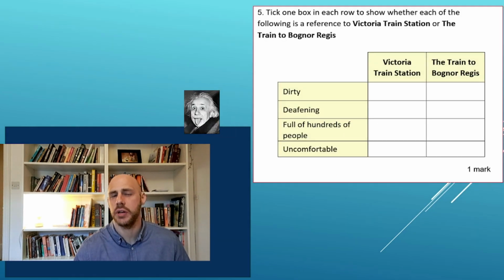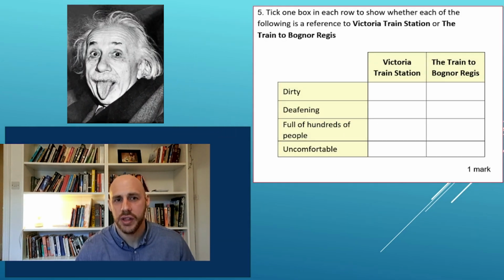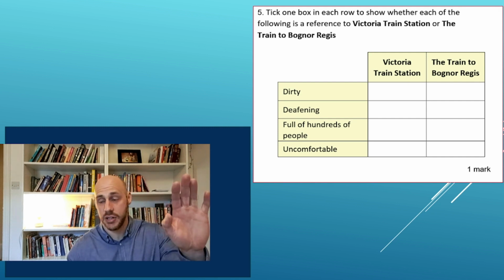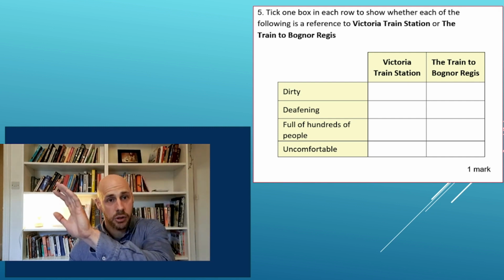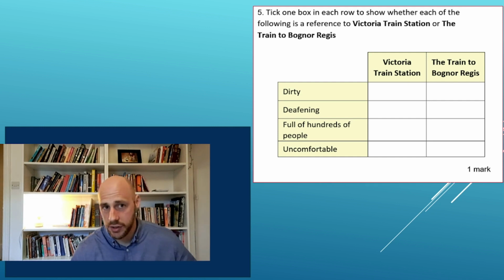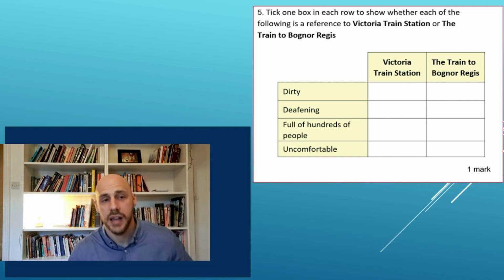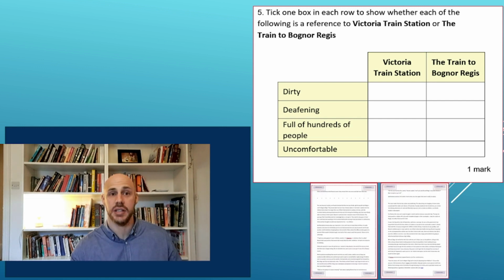Now, tick box questions come in more challenging guises as well, with the example shown on screen now one such case. It reads, tick 1 box in each row to show whether each of the following is a reference to Victoria train station or the train to Bognor Regis. And we look at the examples: dirty, deafening, full of hundreds of people, uncomfortable. Now, in order to answer this question, 2 pages have to be read, which we're not going to do now because it would take forever.